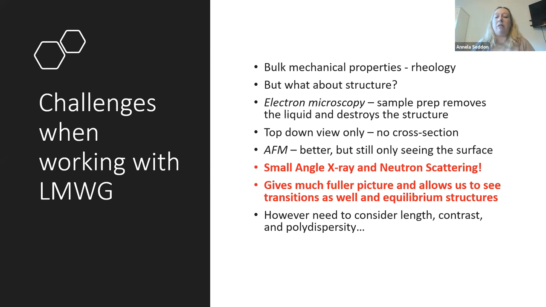So that's why I'm going to stick to small angle X-ray and neutron scattering today. This is going to give us a much fuller picture in three dimensions. And most importantly, it's going to let us probe dynamics. So we're actually going to be able to follow processes as they occur. We're not just looking at an equilibrium structure. We're looking at changes in the structure with time. We do have some issues, however, with length of fibers, polydispersity and contrast, but we won't worry about those for now.